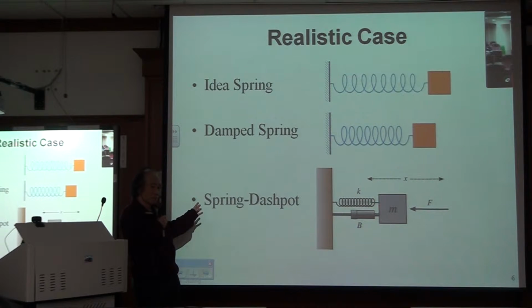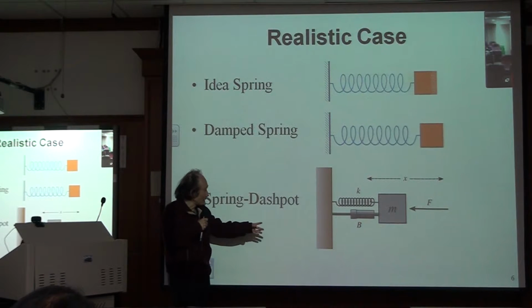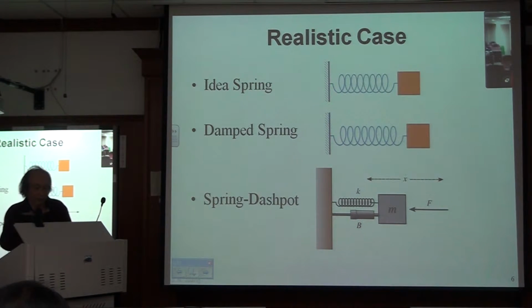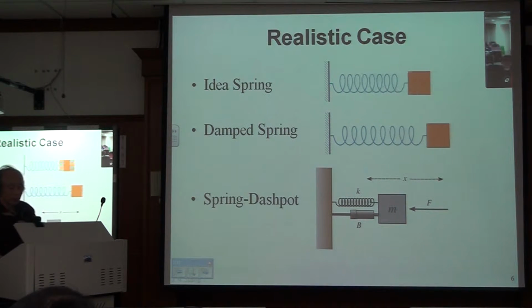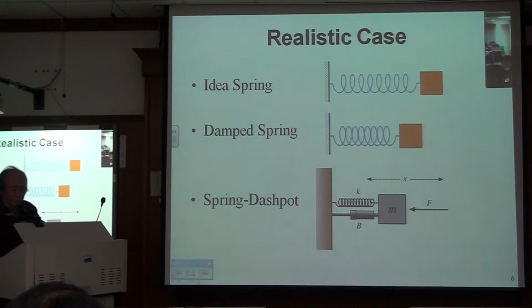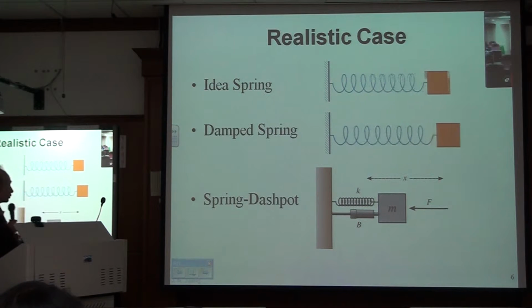Normally, mathematically, we describe the damped spring as a spring dashpot. That means we will have the dashpot, that's the B here. We have the dashpot here, and that's what we do.